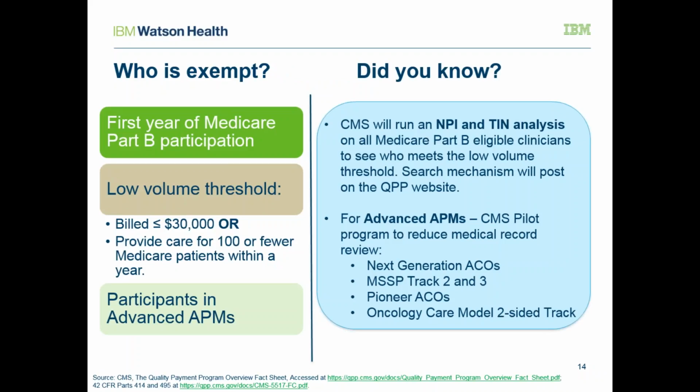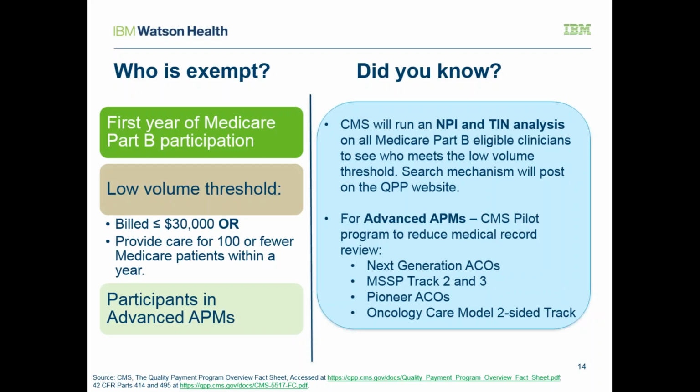For 2017, the exemptions, as you can see, are if you're a newly enrolled Medicare clinician, basically a clinician who's enrolled in Medicare for the first time during the performance period, you're exempt. Also, if you meet a low volume threshold, which basically means that you billed less than or equal to $30,000 of Medicare Part B fee-for-service, or you have seen 100 or fewer Medicare patients within a year, you can also meet that exemption criteria. And also, as you can see, participants under the advanced APM.